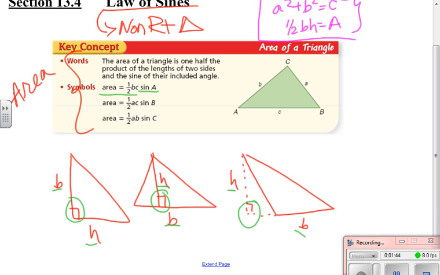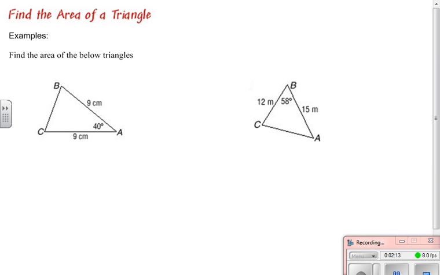And what I can do is I can find the area of any triangle as long as I have that side angle side situation. Remember from geometry, the two sides and the included angle. So here, if you look at this 1/2 BC sine A, here's A, here's B and C. And if I plug those numbers in, I can find the area of my triangle. So let's look at some examples.